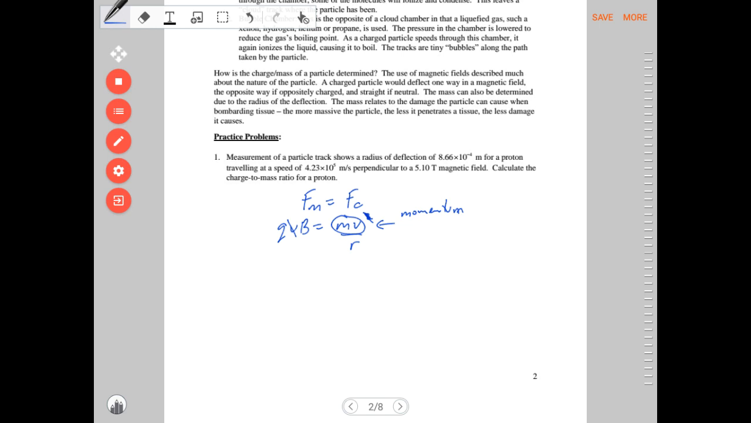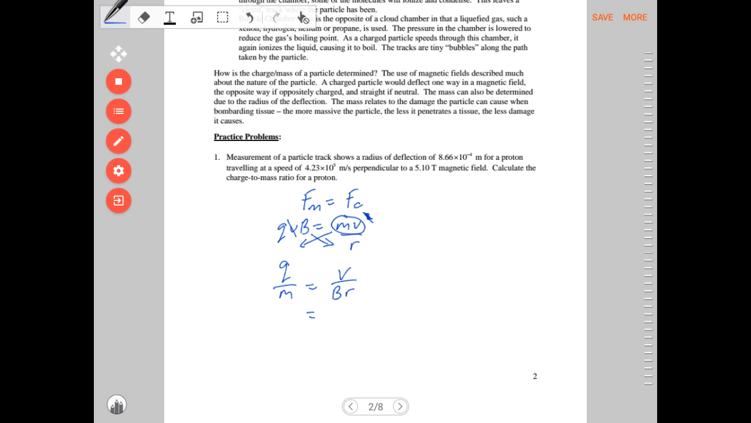Anyways, carrying on. We want the charge to mass ratio now. We can erase this because that's just a what if. So if we want the charge to mass ratio, remember that's charge divided by mass. So then we just manipulate the formula. The mass has to divide down, and the magnetic field has to divide out of there as well. So we get v divided by BR.